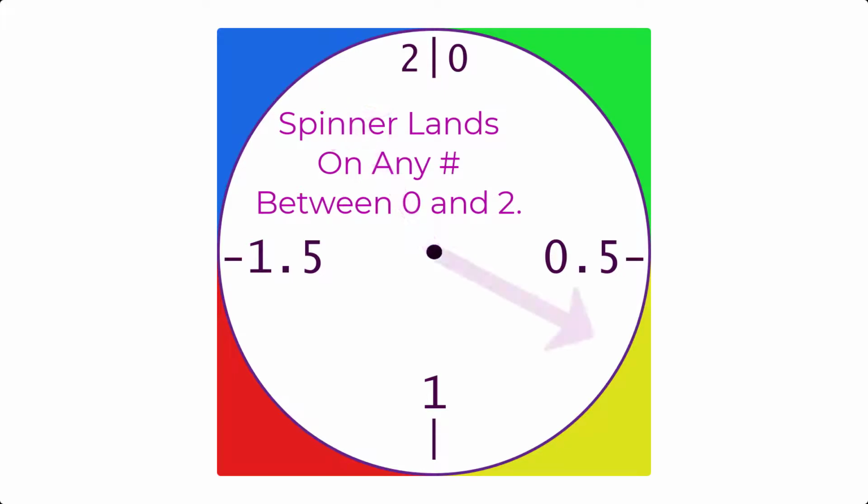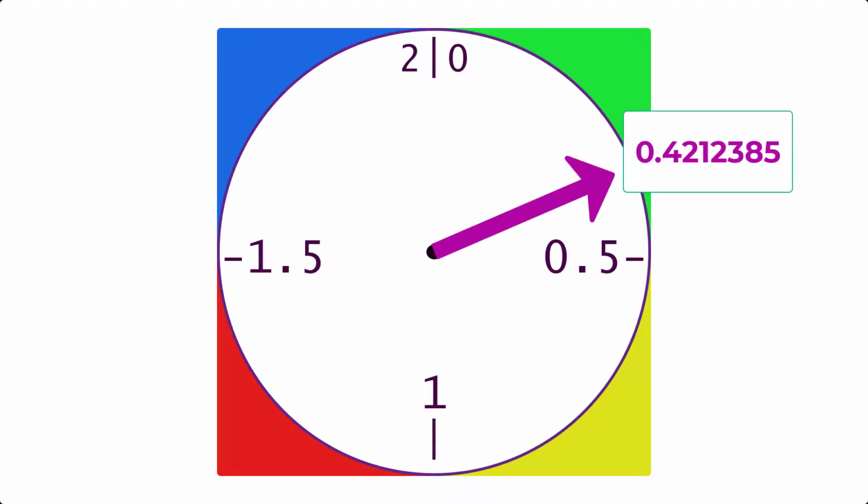Okay, now, one last example of representing uncertainty in the math world. Here's a spinner pretended to be a real-world spinner. The arrow spins and will point to a number somewhere between 0 and 2. In this case, we get 0.421238.